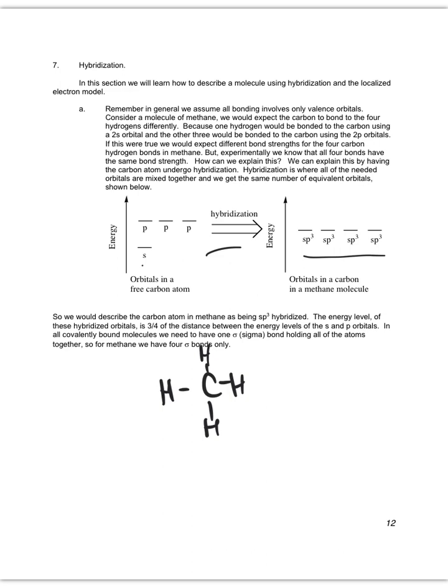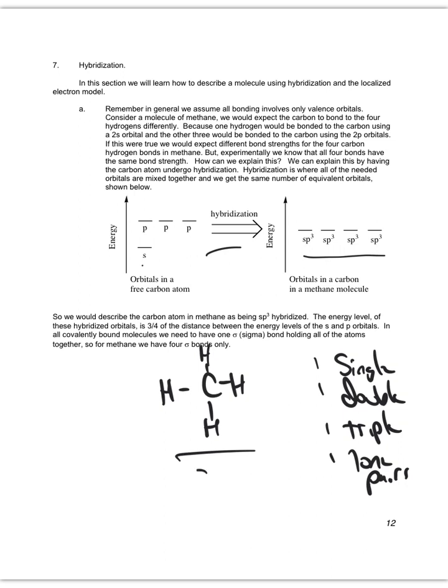So anytime, what you need to do is to think single bonds, double bonds, triple bonds, and lone pairs. Each of those counts as 1 when you're thinking about this. Okay, so in methane we have 4 single bonds, we need 4 equivalent orbitals. We're going to have an sp3, so methane, the carbon, is sp3 hybridized.